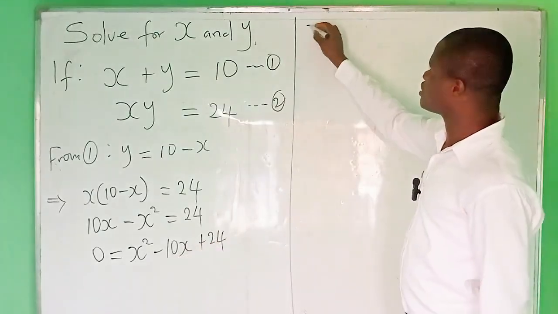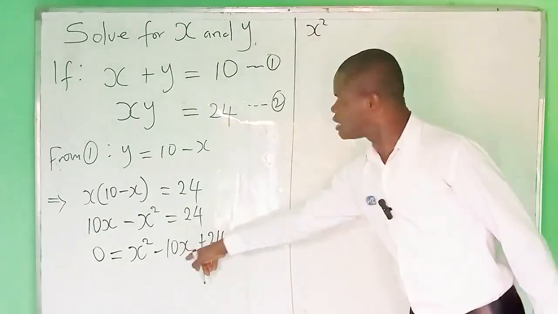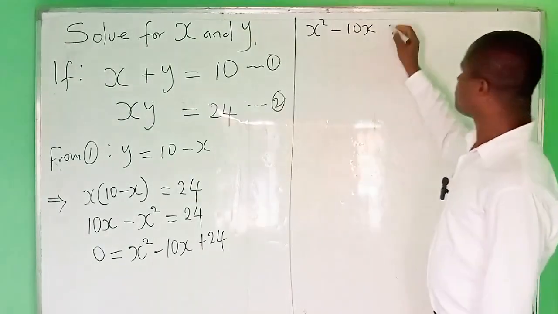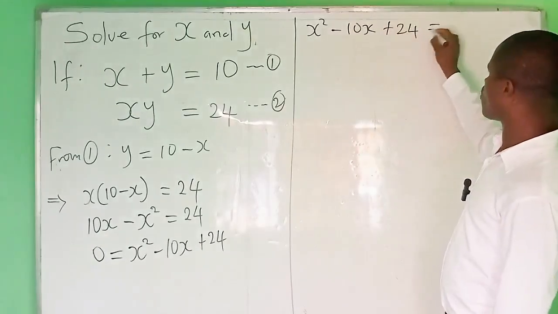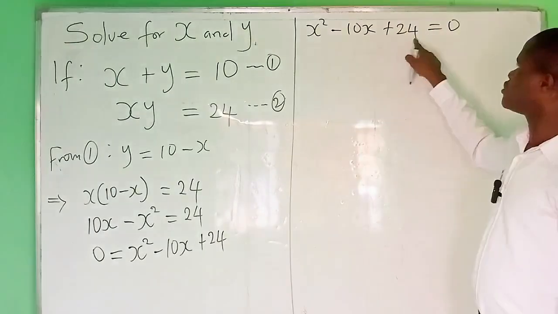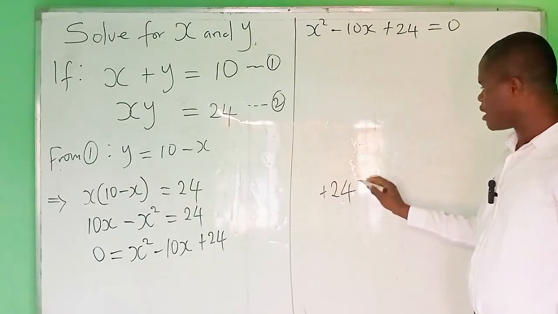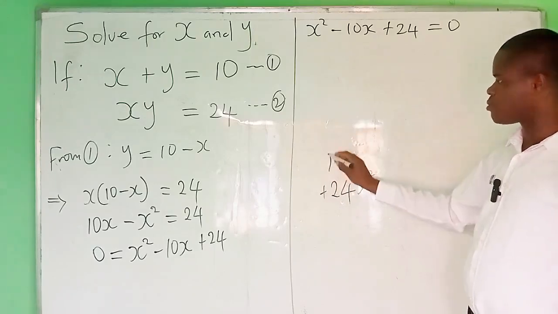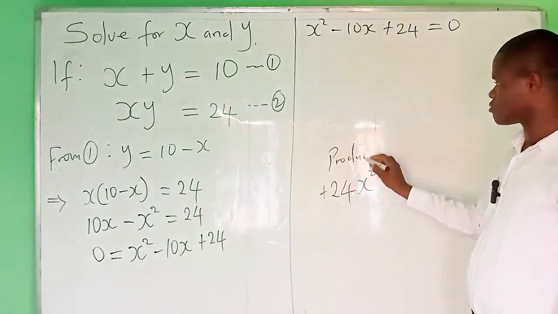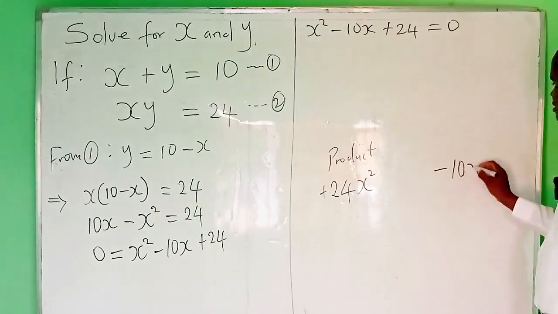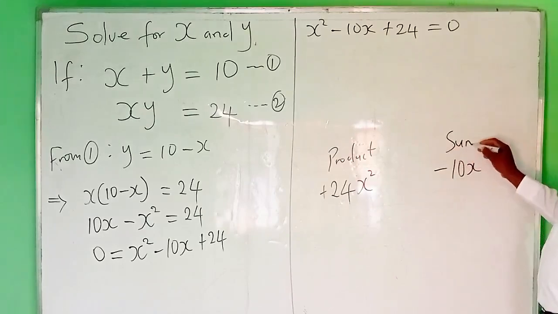So rearranging this, it becomes x squared minus 10x plus 24 equal to 0. Plus 24 times x squared will give us plus 24x squared. This is the product. And the middle term here is minus 10x. So this one will be for the sum.